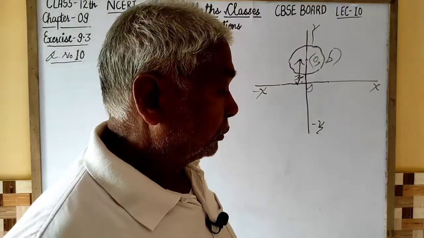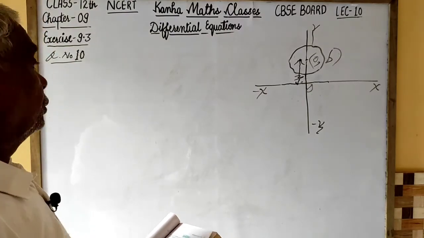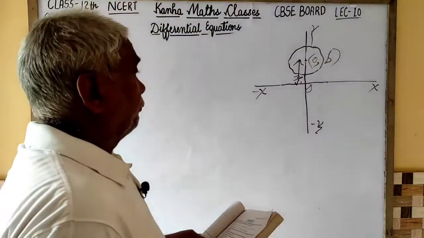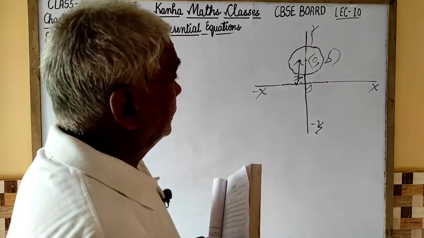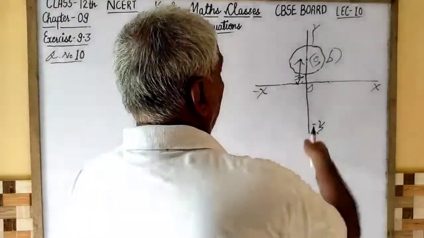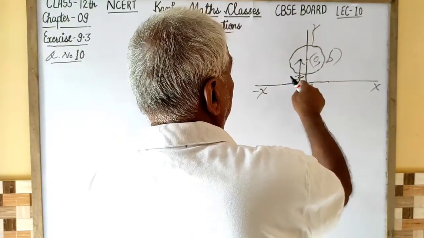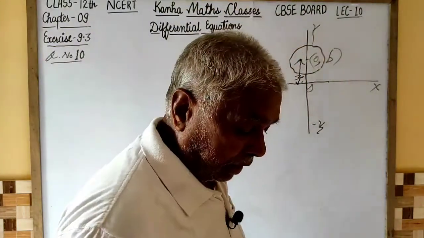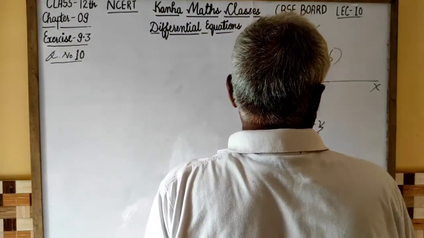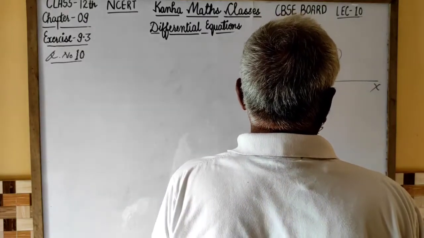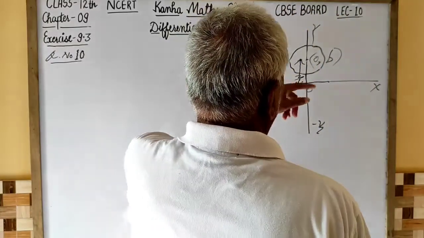Now in continuation of the previous questions, I am going to find out the differential equation of the family of circles whose center is situated on the y-axis and the radius is given as 3 units. Obviously the coordinate of the center will be equal to 0, b, and the radius is this.